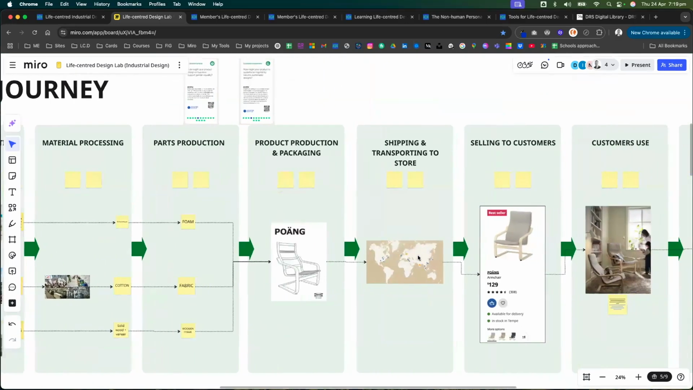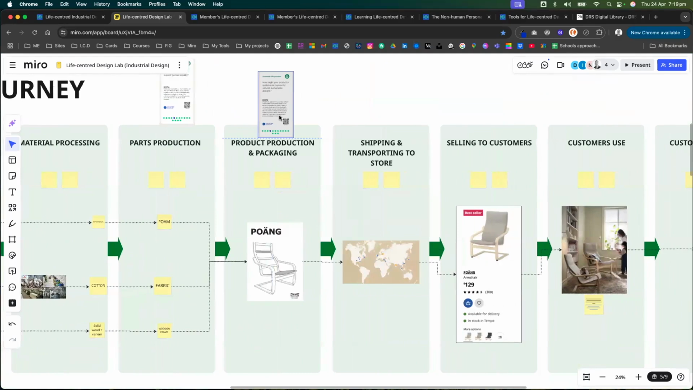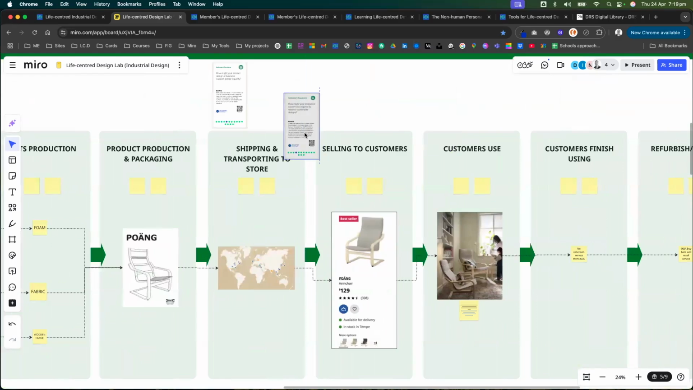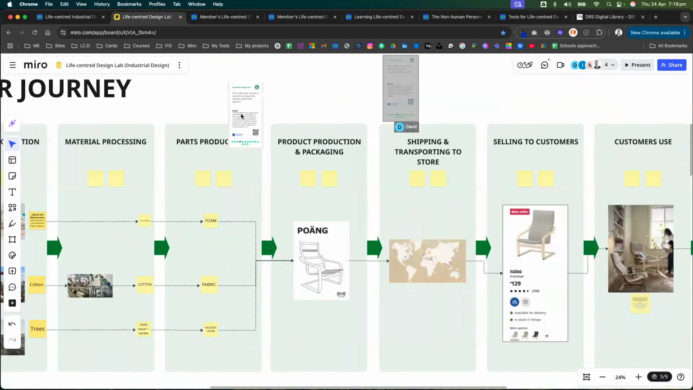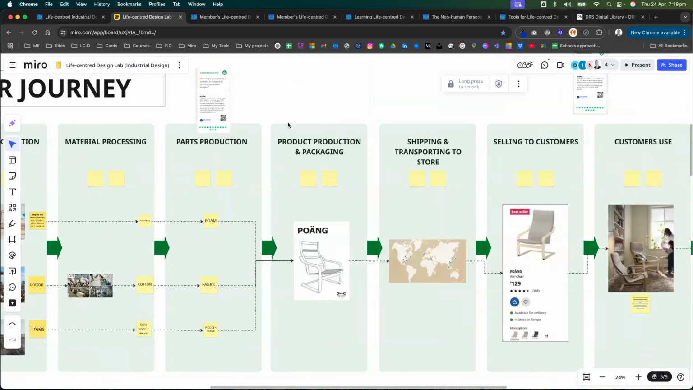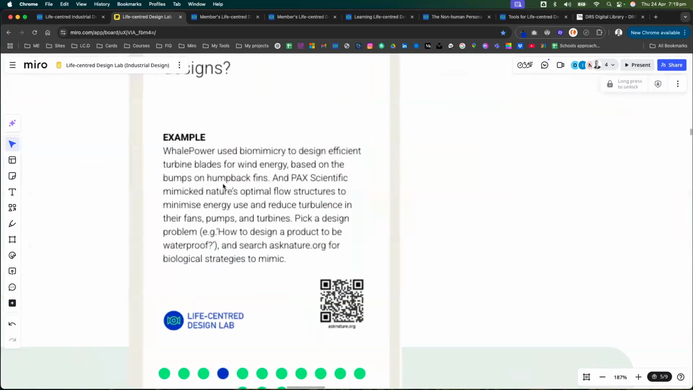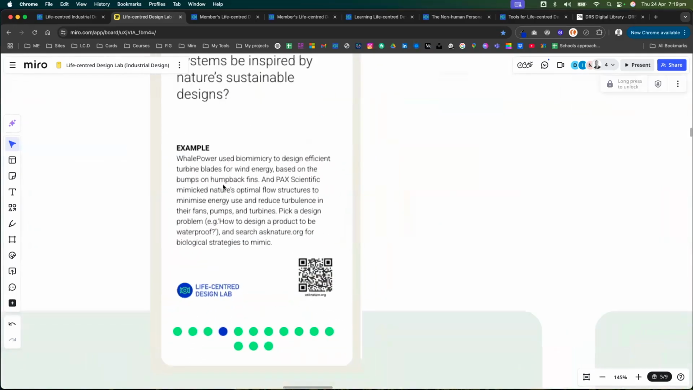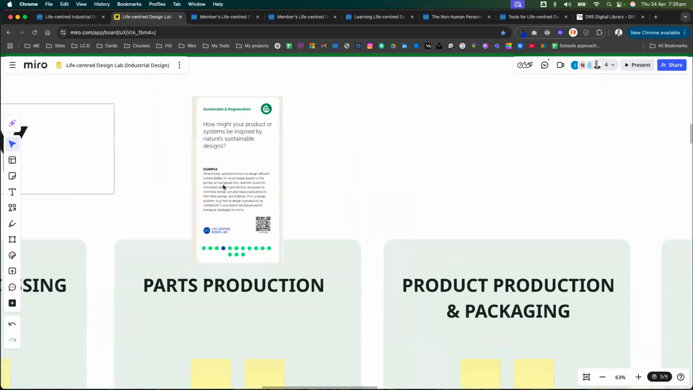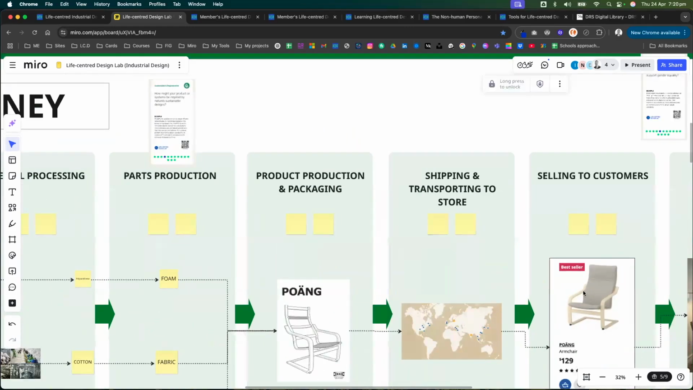Yes. So you could think about perhaps the customer's use, or the design of it in production, like how would you apply biomimicry to it? And if you look at the example there, whale power used biomimicry to design turbine blades based on the fin of a whale. So how could you perhaps use biomimicry to inspire the design of the chair?